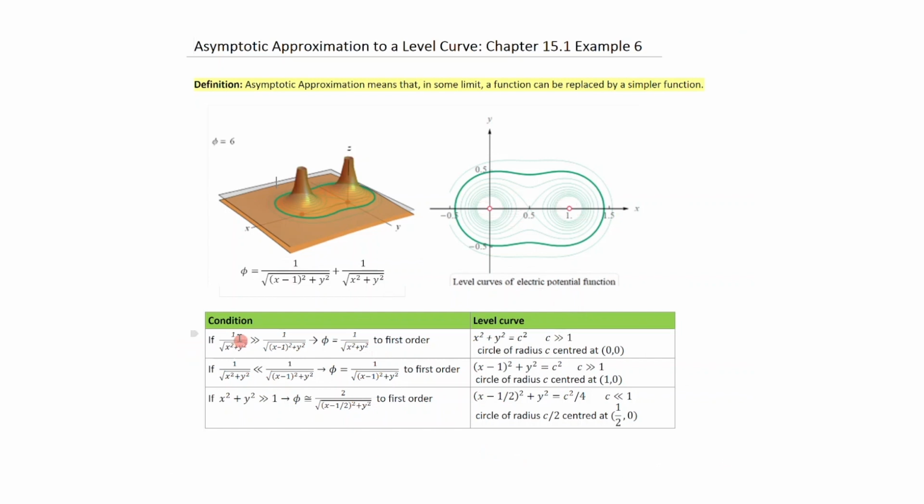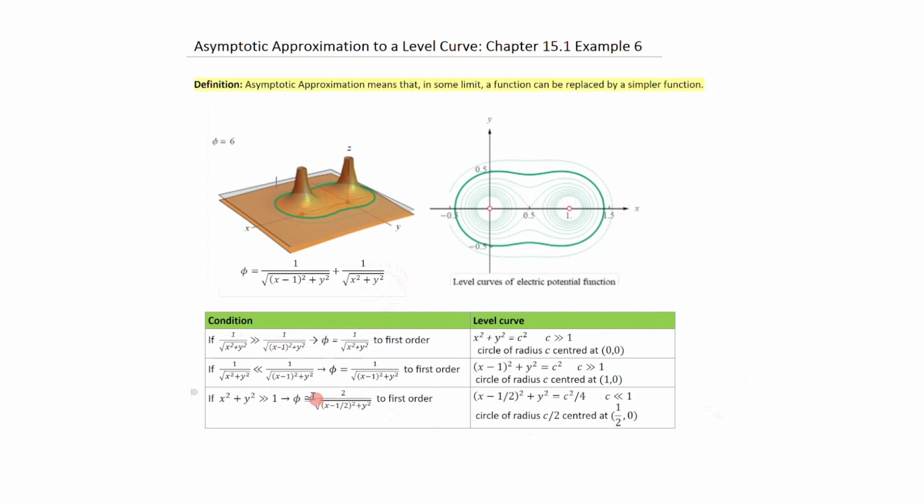So for instance, if this is much, much greater than this, which is the case, for instance, if you're very close to this point, this has no impact. This term basically is irrelevant. In which case, you can say that this term is going to be small compared to this, so you ignore it. So that means phi equals this. Well, this is nothing more than the equation of a circle.